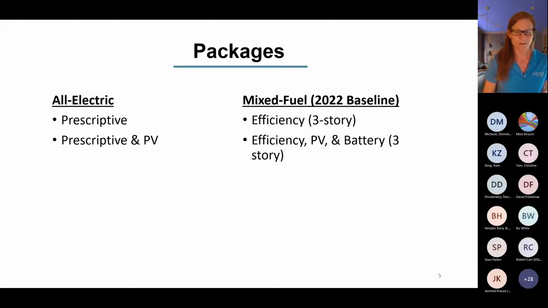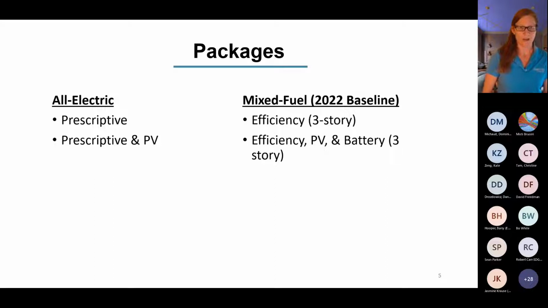So these are the packages that we'll present today. We're also developing a few additional packages and welcome any feedback from you all on the call today after we present the results. Is there anything that's missing, any additional packages that would be useful for you in your process?